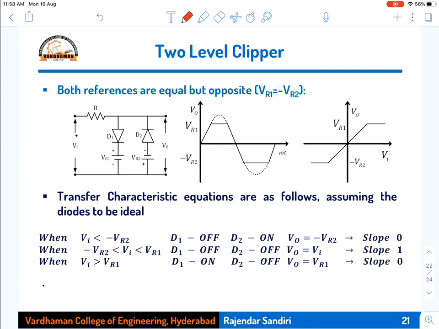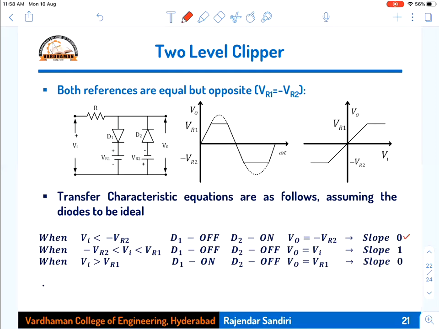Both are equal, but still we will be able to compare the values in three conditions: Vi less than minus VR2, minus VR2 to VR1, it is in between, and Vi greater than VR1. Under that case, the shape of the waveform is same. It will be constants in the upper and lower portions, and in between the slope is equal to 1. That means in all the three cases, the middle portion is allowed to pass, the upper portion and lower portion is clipped off.